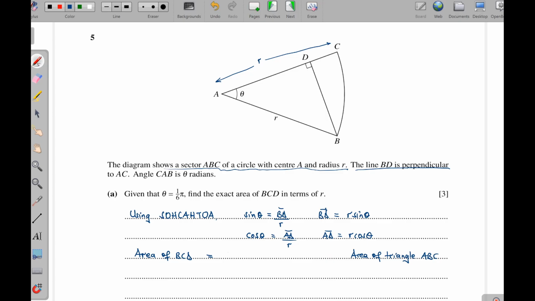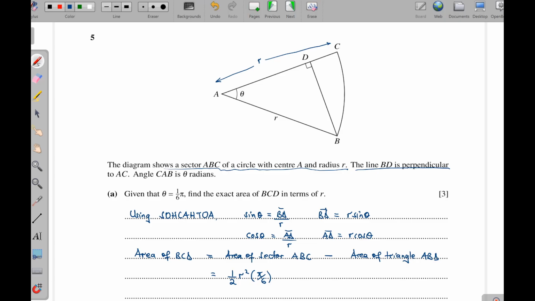So we shall say area of sector, because it is the bigger one, sector ABC, then minus area of triangle ABD. So this one has to be D here. And then from there, area of the sector is a half R squared. So our R, of course, it is R squared. Then the theta is pi over 6.